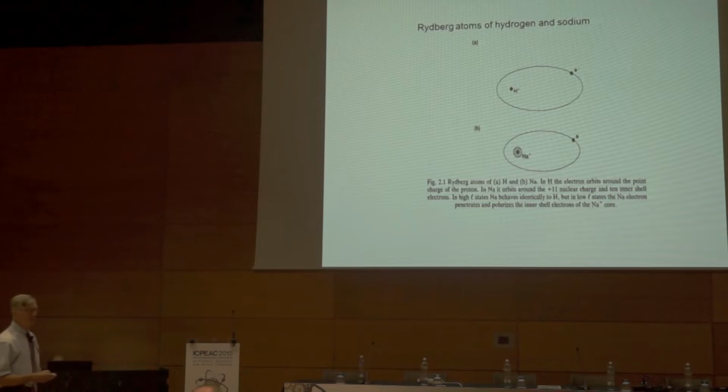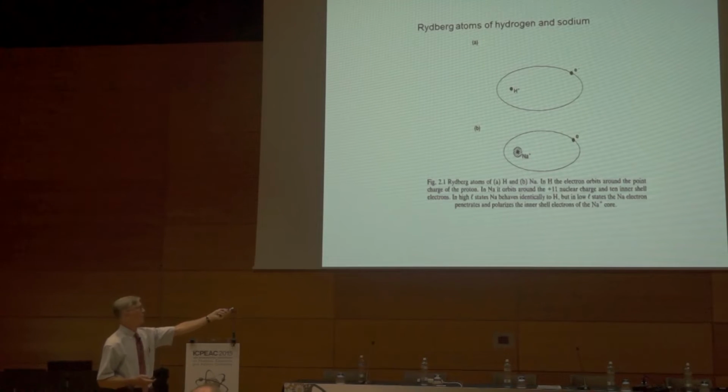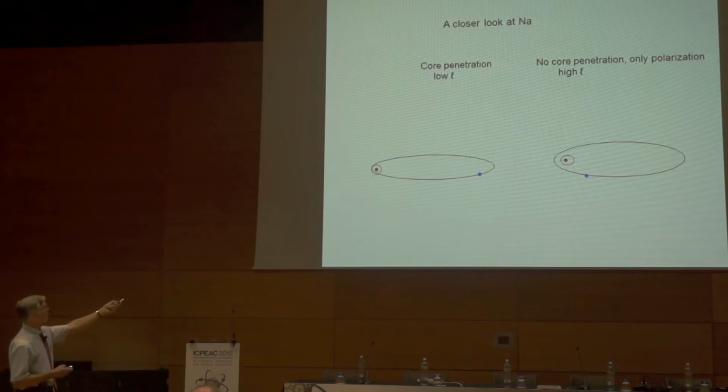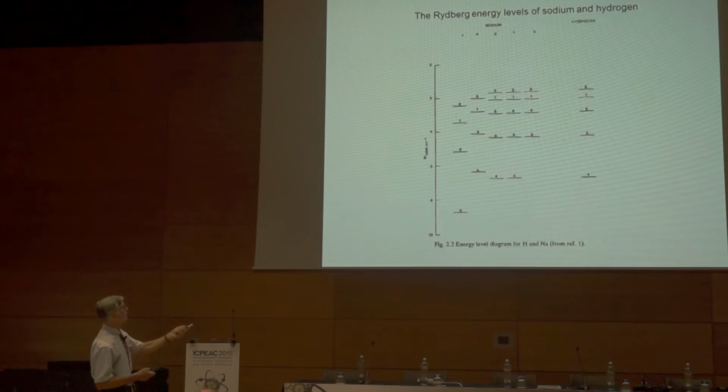So let's just look at a simple picture of Rydberg states of sodium and Rydberg states of hydrogen. They look more or less the same, except the sodium Rydberg electron sees sodium plus an ion, which is 10 closed shell electrons plus a plus 11 core. If I look more carefully at sodium, in the lower angular momentum states the highly elliptical orbits penetrate the core, but even if the orbits are in higher angular momentum states, which are more circular, they still polarize the core. And as a result, in hydrogen, the energies are just given by 1/2n squared.